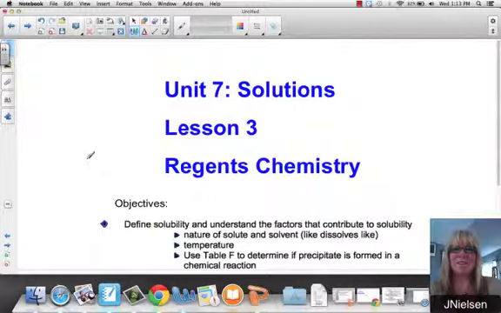the solute and solvent and something that's called like dissolves like. So we're going to revisit bonding for a minute. We're going to talk about temperature, and then we're going to use Table F, which is your solubility guidelines table, to determine whether or not a precipitate is formed in a chemical reaction.